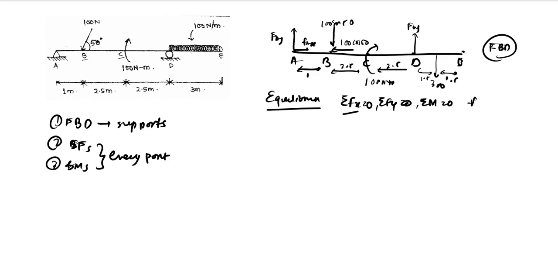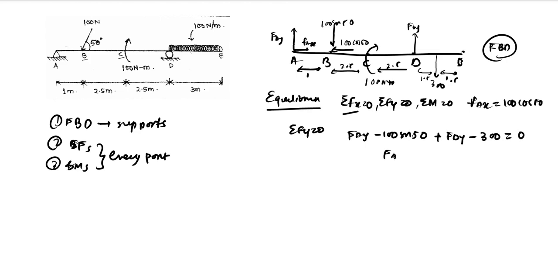So summation of Fx will be nothing but FAH is 100 cos 50, as you can see in the FBD. Summation of Fy equal to 0, you have FAY minus 100 sin 50, because of the 100 sin 50 force at B, plus FDY minus 300 because of the UDL is 0. So FAY plus FDY comes out to be 300 plus 100 sin 50. So 300 plus 100 into sin 50 comes out to be 376.6.